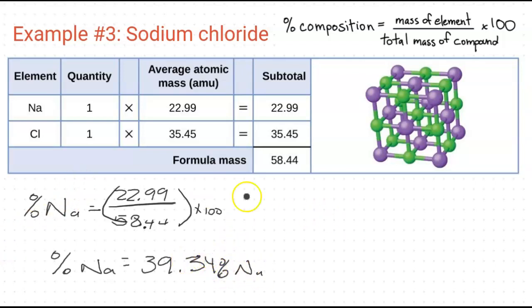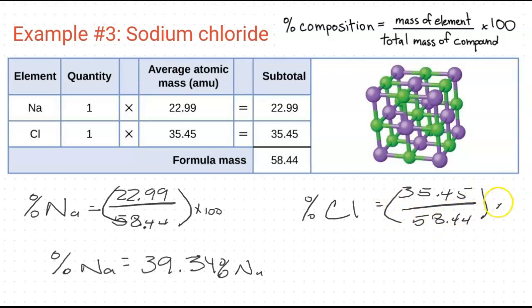And then for the chlorine, I do the same thing. My percentage chlorine is going to be 35.45 divided by the total of 58.44. I'm going to take that value times 100 to get a percentage of chlorine, 60.66% chlorine. So go ahead and complete the practice problems on your note guide. There are 2 additional examples that have the answers on there, and then you've got a short set of practice problems to complete.